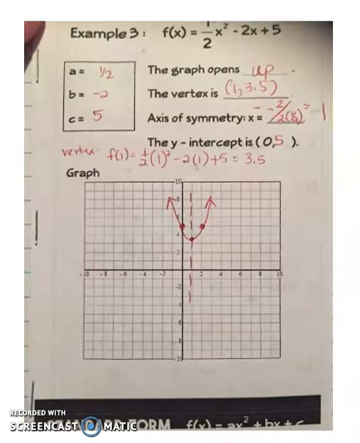Now our example for this one is f of x equals 1/2 x squared minus 2x plus 5. This graph is going to open up since a is 1/2, your b is negative 2, and your c is 5. Your vertex is going to be at x equals negative b over 2a for the x value of that.